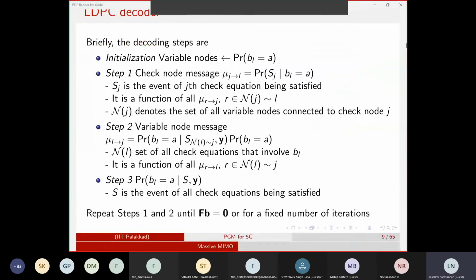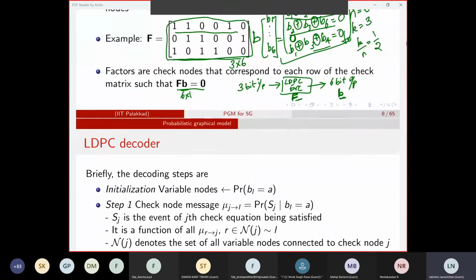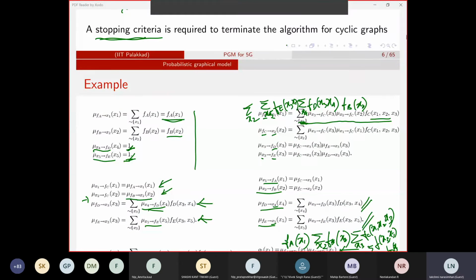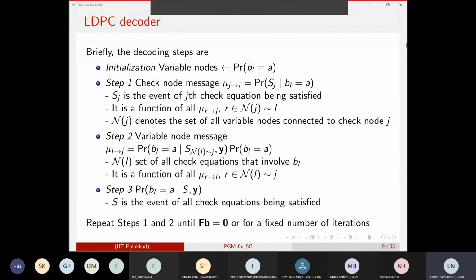And I'll just summarize briefly what the steps are. So we just initialize the variable nodes. Remember, in the algorithm initially we said the leaf nodes have just one, right? The variable nodes just had one. So in this case, we initialize them with the prior probabilities. These prior probabilities are nothing but the probability with which the bit will be 1. Okay. So if they are all equally likely, then we simply say it is half. That's all. The prior probability is half.